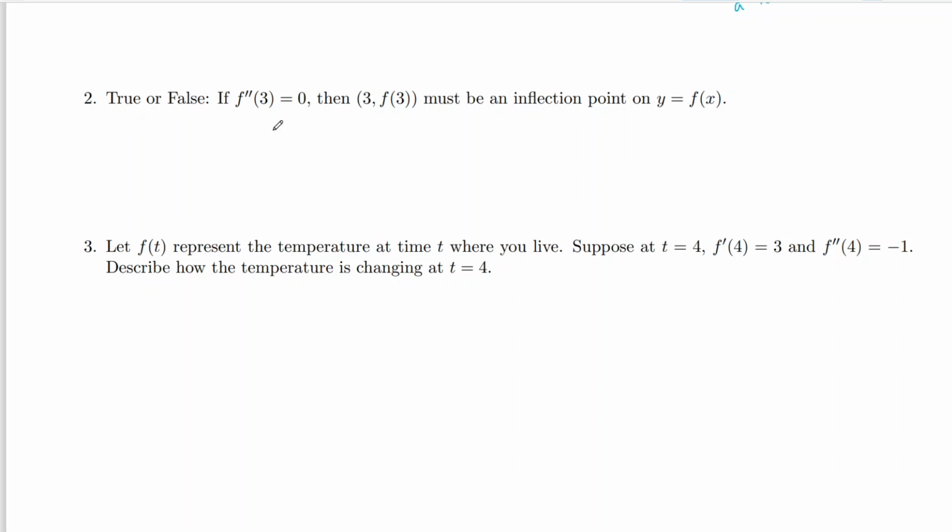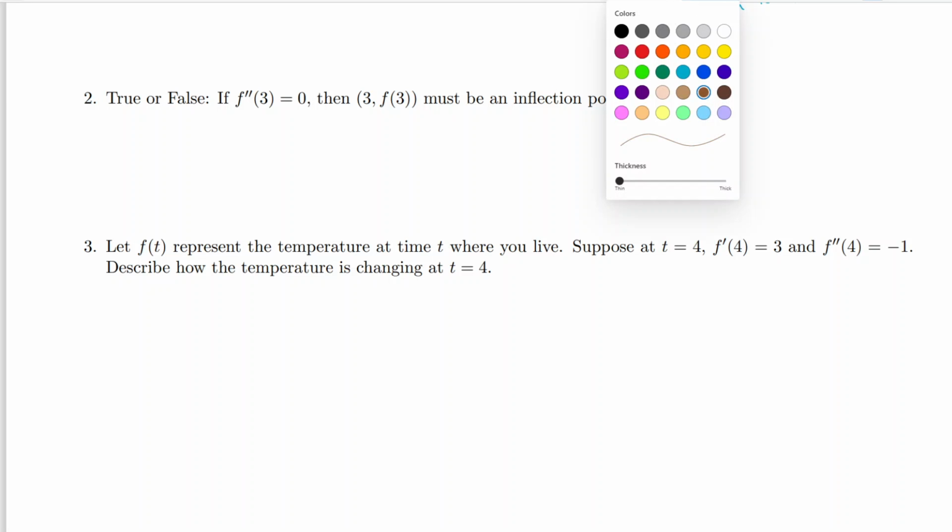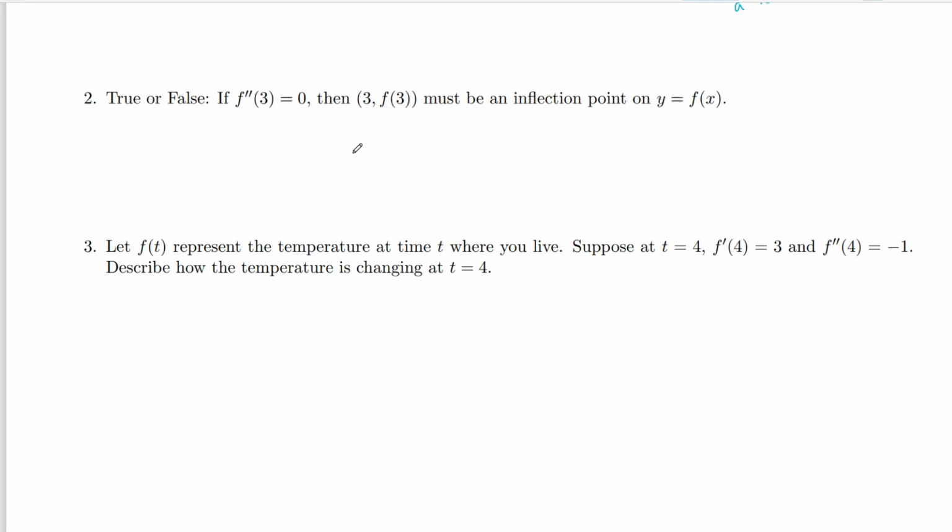Right, true or false? If the second derivative equals 0 at x equals 3, then 3 comma f of 3 must be an inflection point. All right, this is one where we must understand that it's false. And the reason it's false is because it's necessary that an inflection point must have the second derivative equal 0. But there's another condition.